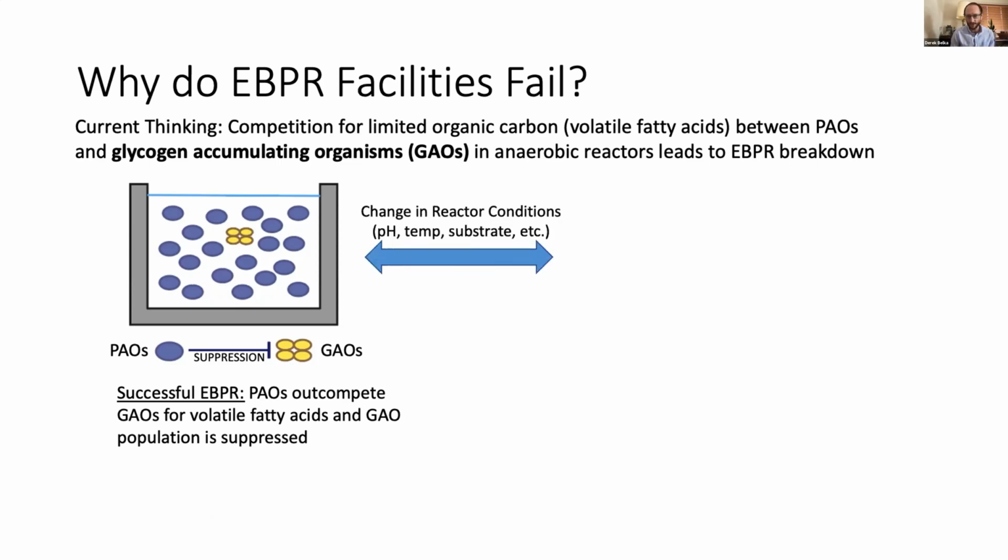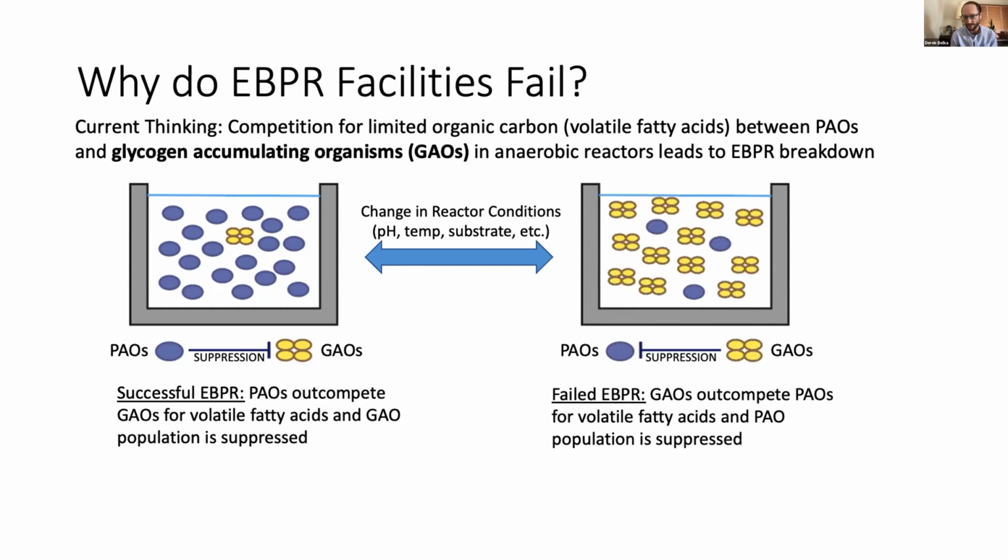But a lot of these researchers have also shown that changes in reactor conditions, such as pH, temperature, and substrate availability, can cause the inverse of this, or failed EBPR, where the GAOs outcompete PAOs for volatile fatty acids and suppress the PAO population. So this is the general idea of why these systems fail. It would stand to reason that in a full scale successful EBPR plant, we'd have an abundance of PAOs and essentially no GAOs, and we'd have the inverse in a failing system.